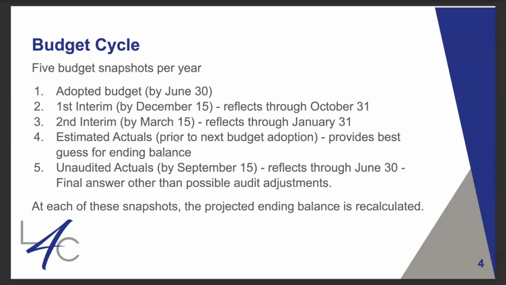And then we have unaudited actuals, which reflect everything through June 30th, but aren't usually available until September 15th because there's a lot that has to go on to close the books. And that gives us our final answer as to how much reserves we actually had in that budget year.